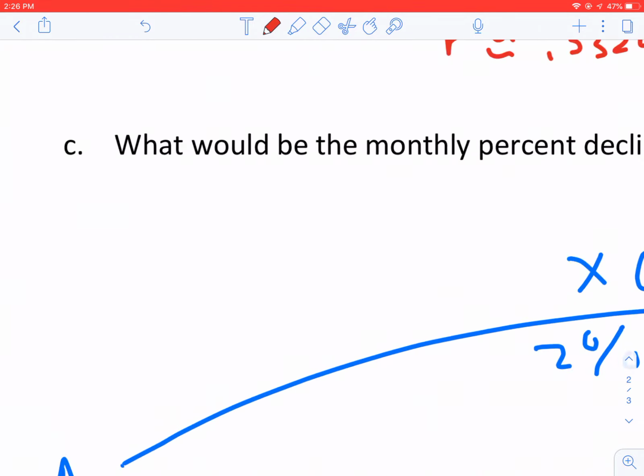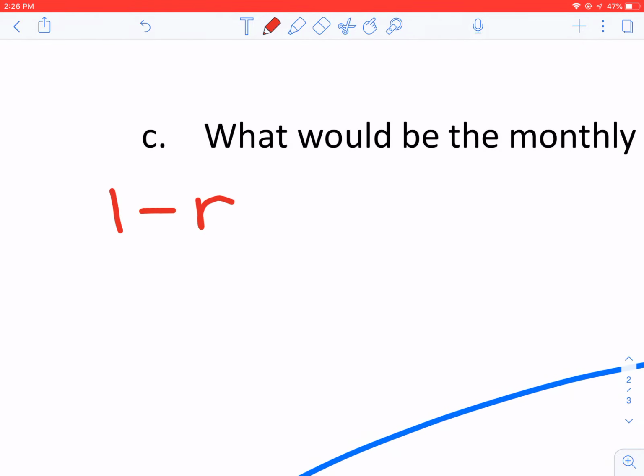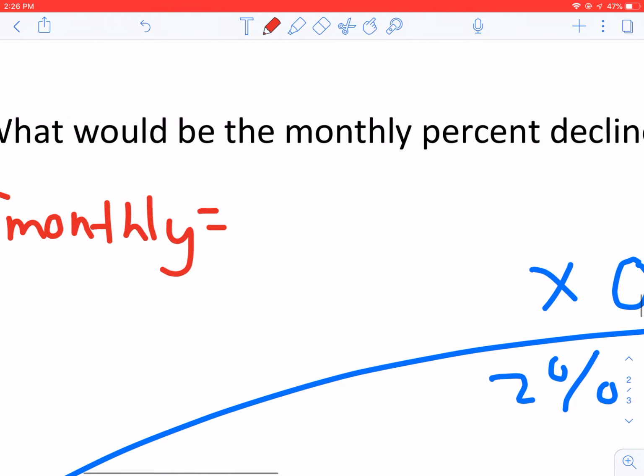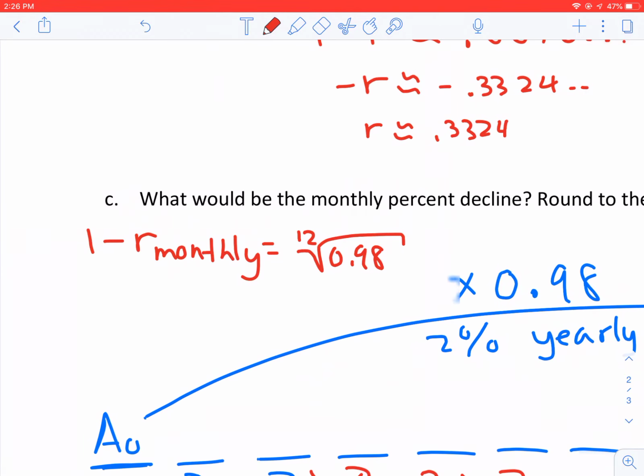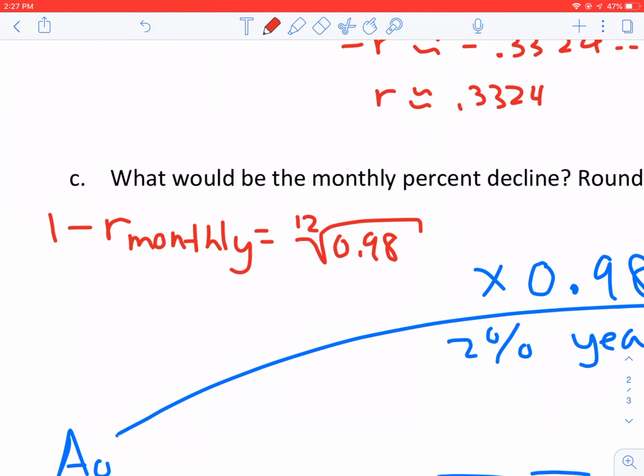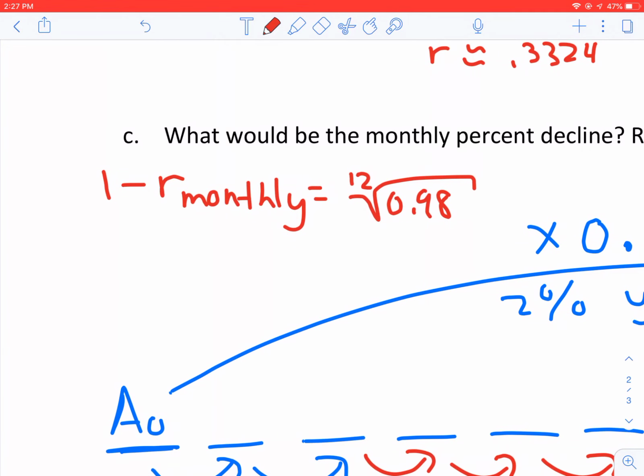So 1 minus r monthly is equal to, each month we are multiplying by the 12th root of 0.98. So that is our monthly decay factor. So we solved this to get the monthly decay rate. All right, just like with exponential growth, exponential decay we're going to handle the same way.